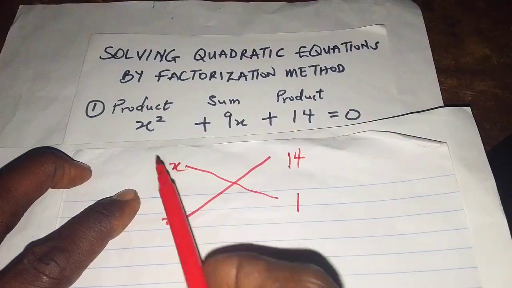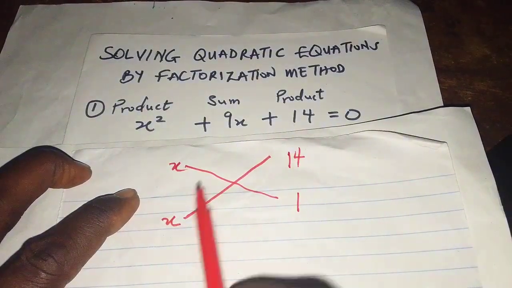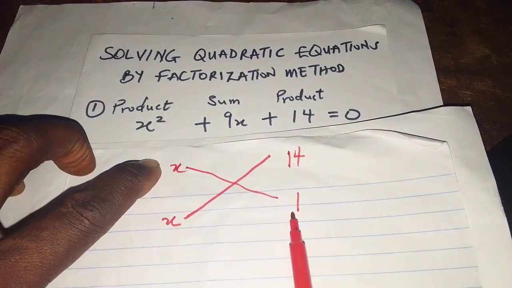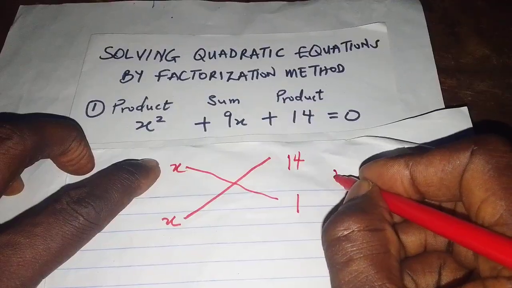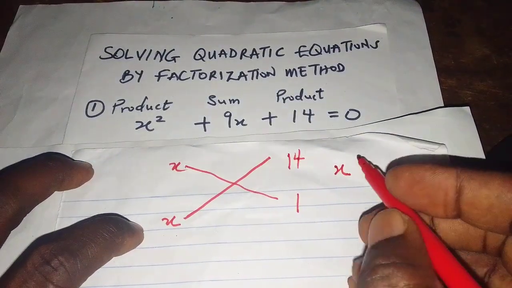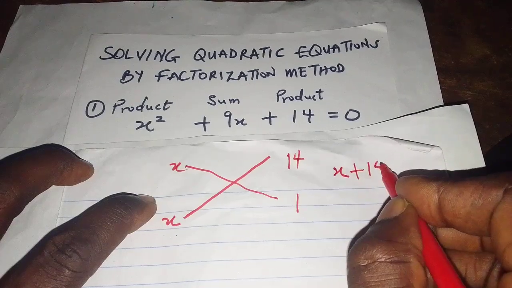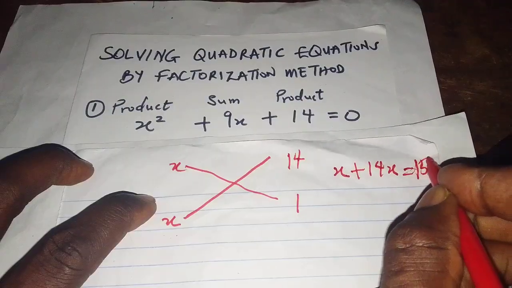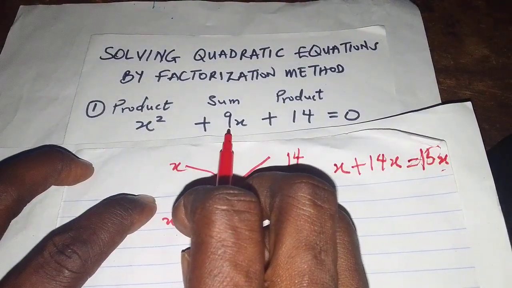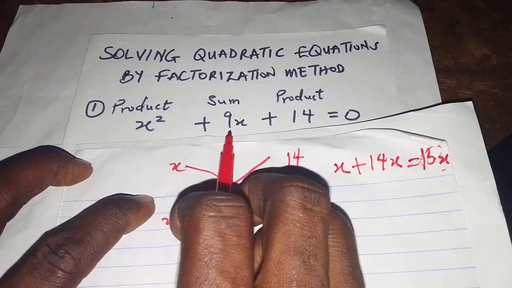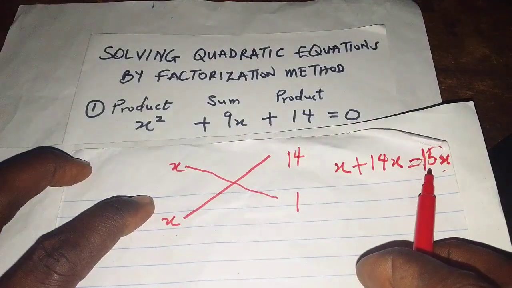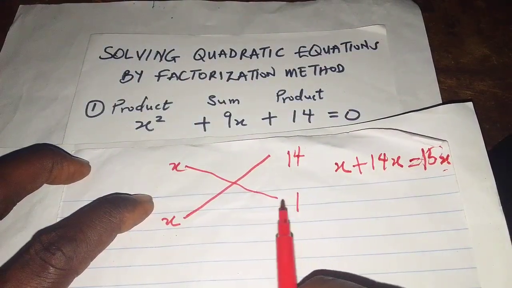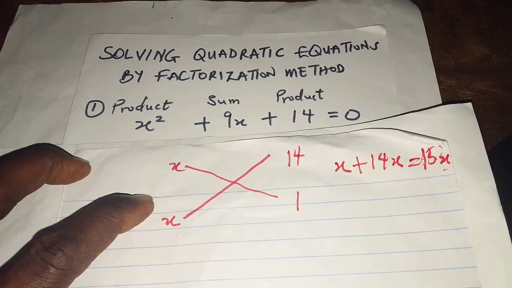So I will now check if the figures I'm multiplying here will rhyme with what is in the middle. So I'm having x times 1 will give me what? 1x. x times 14 will give me what? Plus 14x. x plus 14x will give me 15x. So 15x, and what I'm having here is not 15x. This is 9x. So that means my choice of numbers here is wrong, and I'll need to pick another choice of numbers.